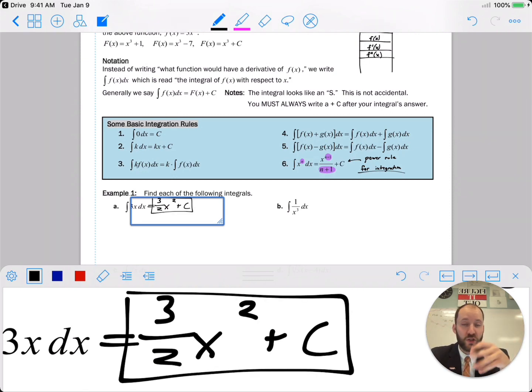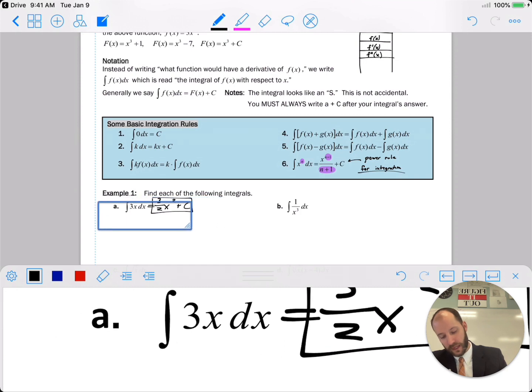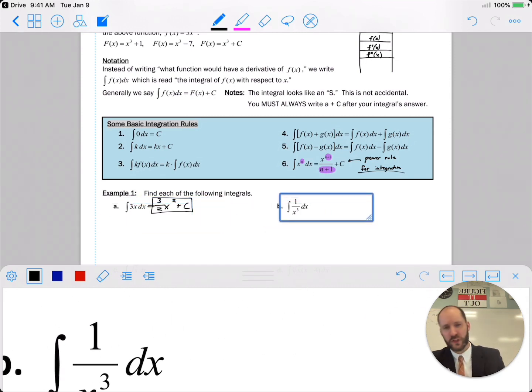And if you want, check your work. Take the derivative of 3 halves x squared. Bring the exponent down. 3 halves times 2 is 3. Decrease the exponent by 1. So to the first, the plus c and the numbers get rid of it. And you have what you started with. So we're starting small, just like with the derivatives. We're starting basic, okay?